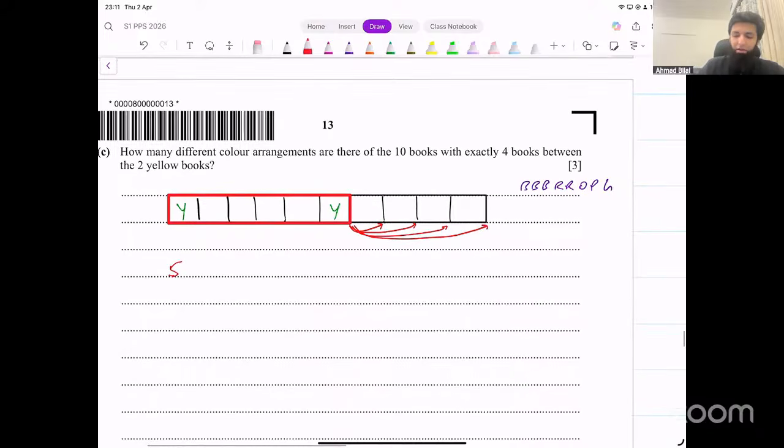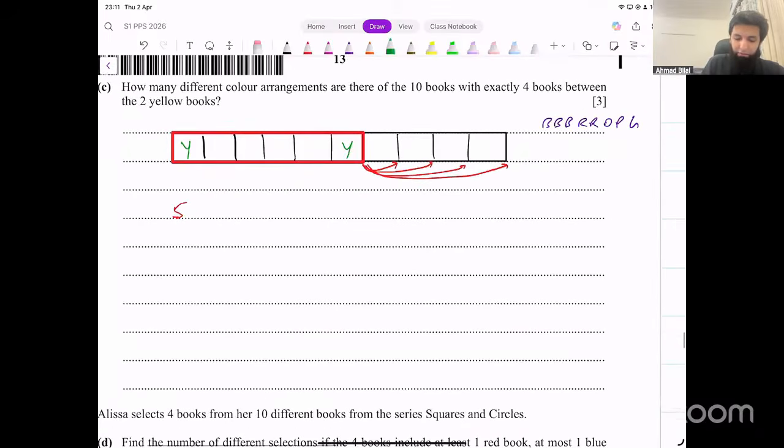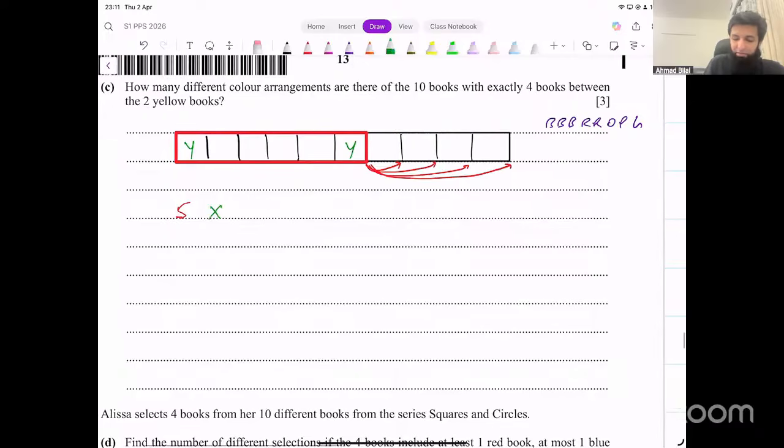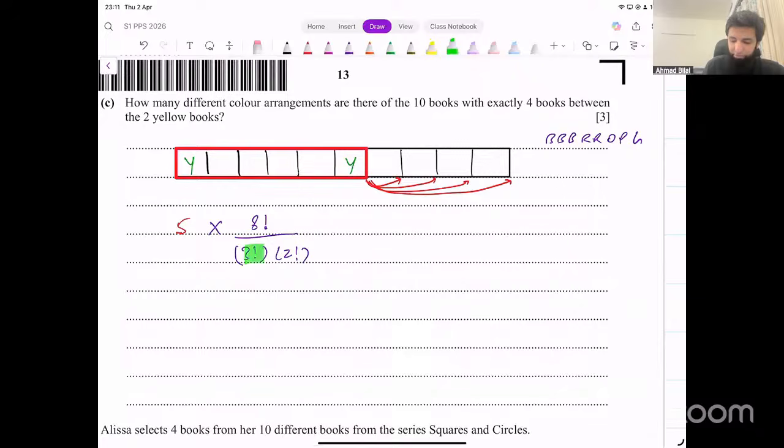Okay, now we've got these places for the other books. How many places do we have? 1, 2, 3, 4, 5, 6, 7, 8, right? We can arrange them in 8 factorial ways. The remaining books in those 8 places, 8 books, 8 places, that's 8 factorial. But then some of them are identical. The blue ones are identical, we divide by 3 factorial because of that. The red ones are identical, we divide by 2 factorial because of that. And that's going to give us the result. You can see what that is.